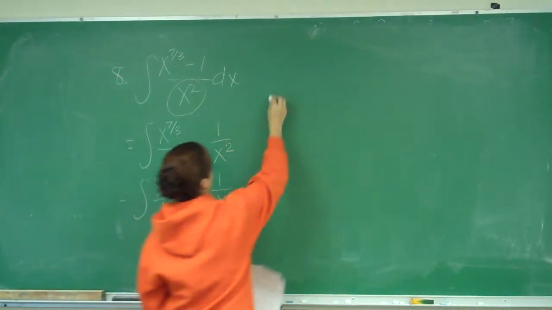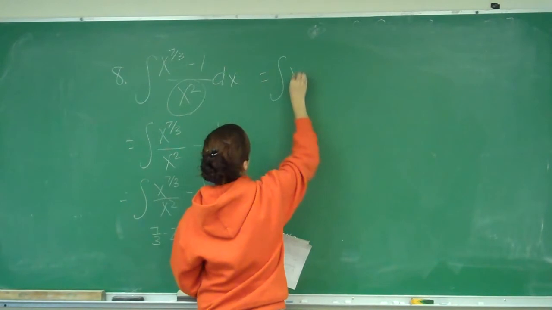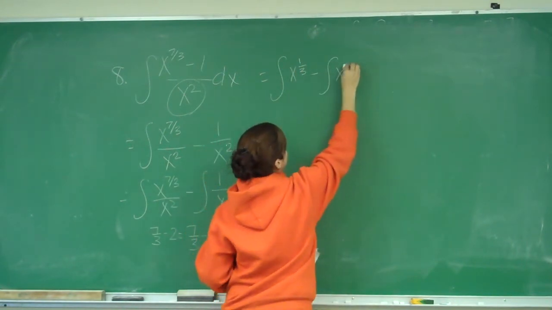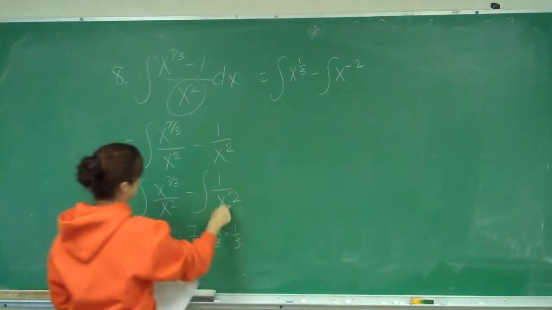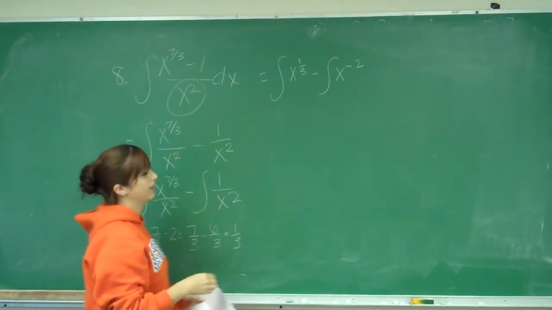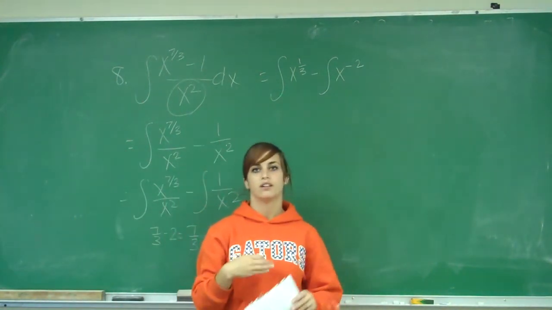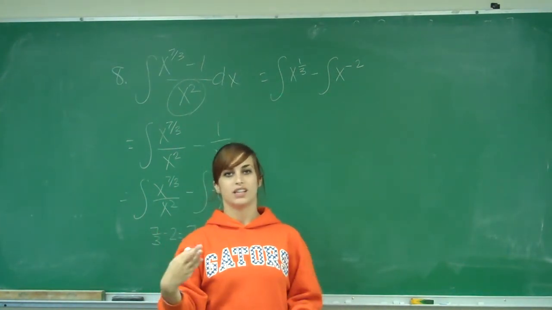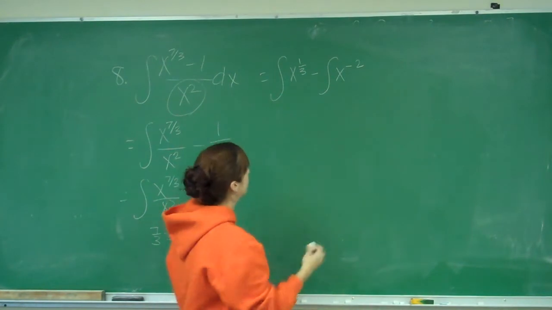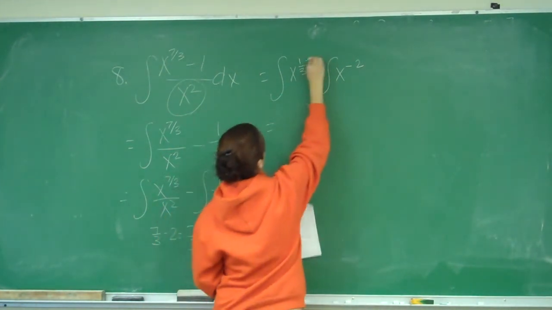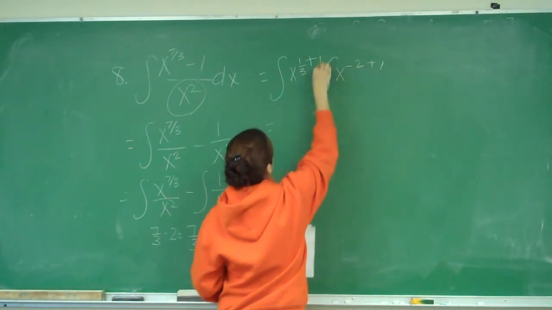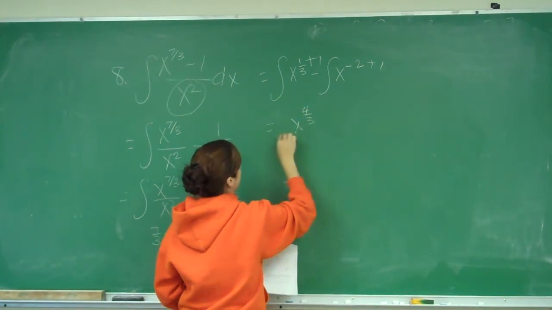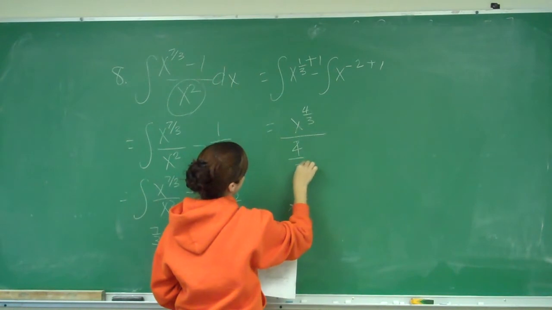Okay? So I'm just going to rewrite it as the integral of x to the 1/3 minus the integral of x to the minus 2. So I just brought it up. Now this should be familiar. When I take the integral of x raised to a power that's a number, I add 1 to that number and then I divide. Okay? So I add 1, and it would be x to the 4/3, then I divide by 4/3.